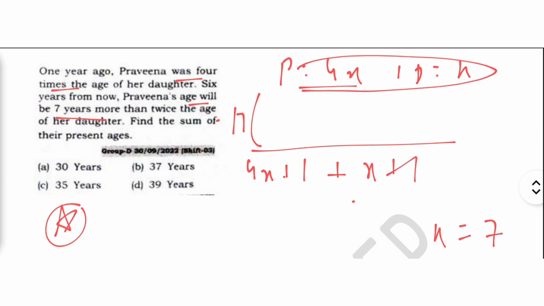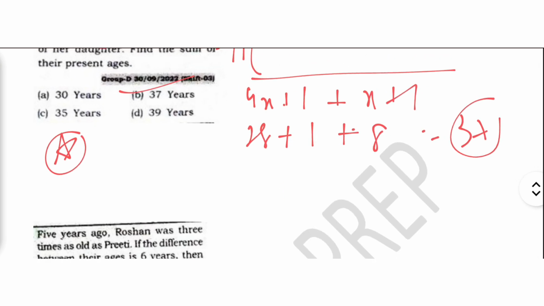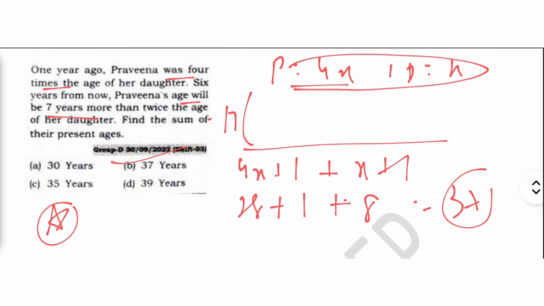That means 4 sevens are 28 plus 1 plus 7 plus 1, that is 8. So 28 plus 1, it is 29. 29 plus 8, it is nothing but 37 years. Simple. I hope this is tricky, but please do watch it again. Okay.